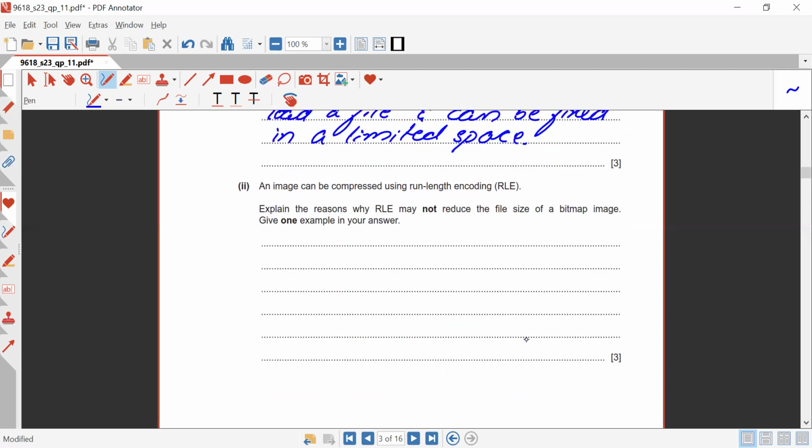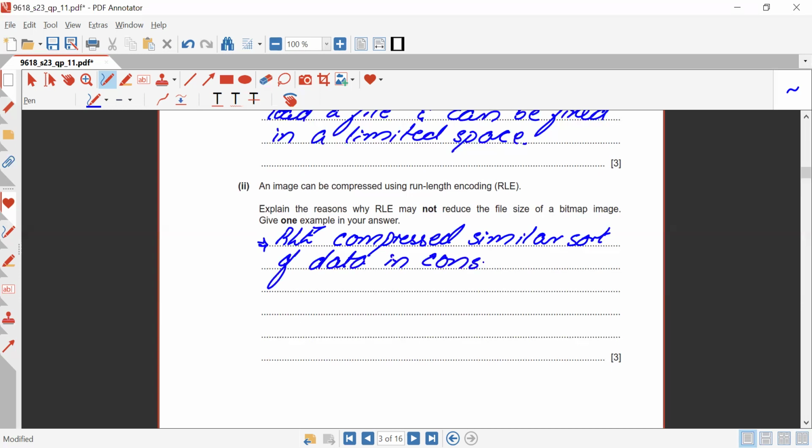So we could write it down. RLE compresses similar sort of data in consistency, but in a bitmap image, data won't be consistent.